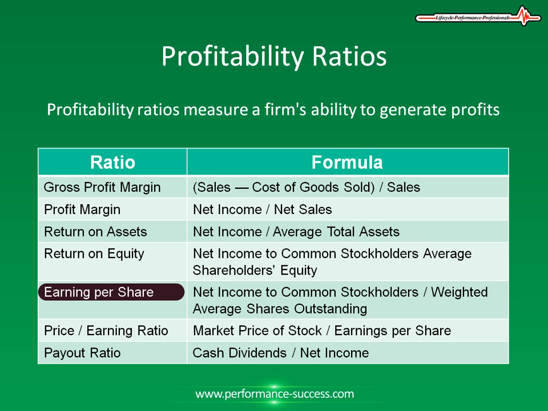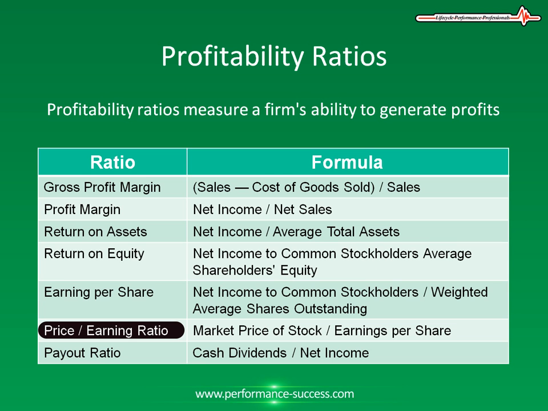And next we have the price to earnings ratio. This is market price of stock divided by earnings per share. The price to earnings, or P divided by E, is a measure of the quality of a company's earnings, that is, how much investors will pay per dollar of earnings.